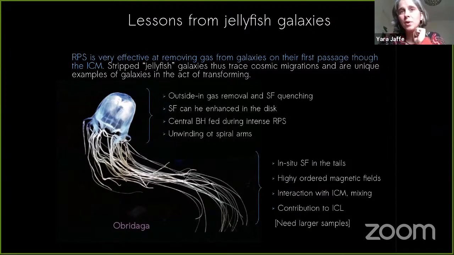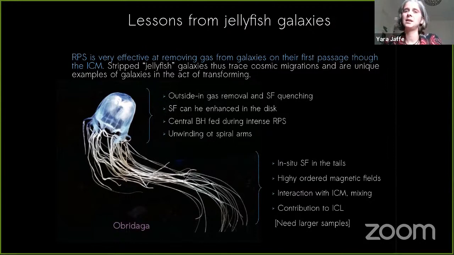And we learned from the bodies of these galaxies that stripping occurs outside in, that you can have enhanced star formation for a period of time within the disk of the galaxy. You can feed and grow the supermassive black hole in the center. You can unwind the spiral arms. And from the tails, we can have in situ star formation in these knots. We have highly ordered magnetic fields that help the star formation to happen. We have a very complex interaction and mixing with the intracluster medium, which I didn't show. And also through these galaxies, we help build the intracluster layer.